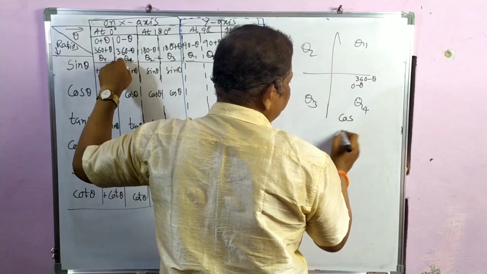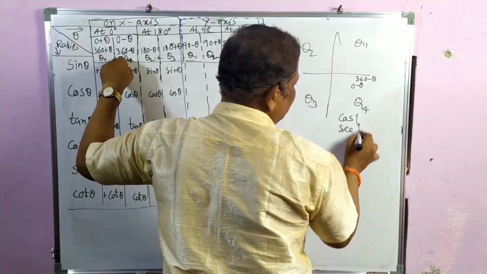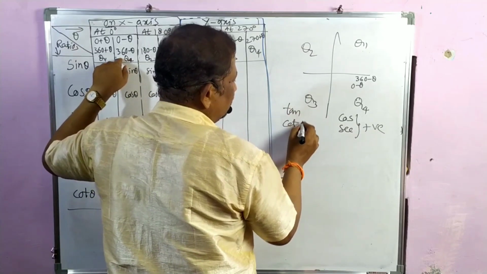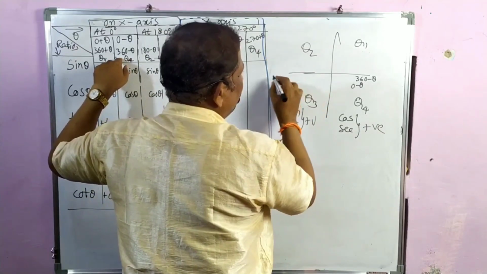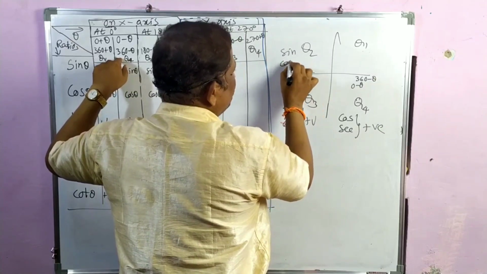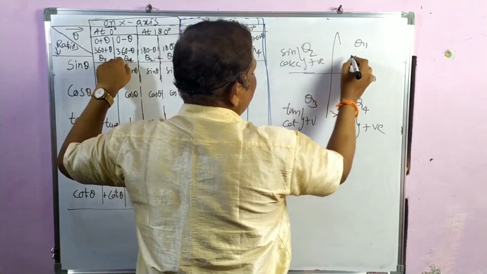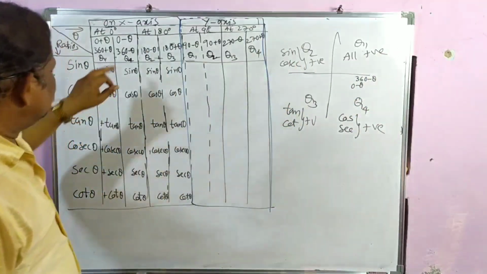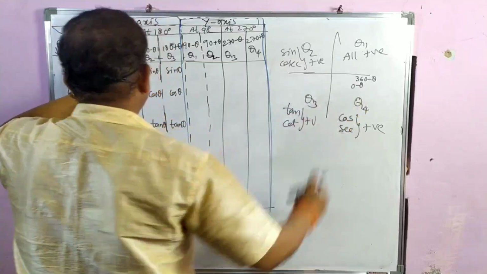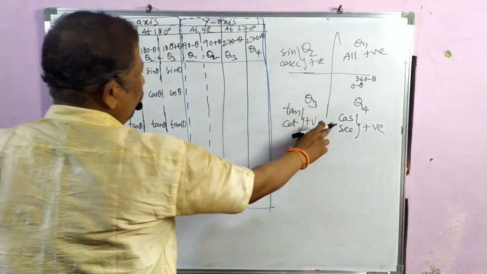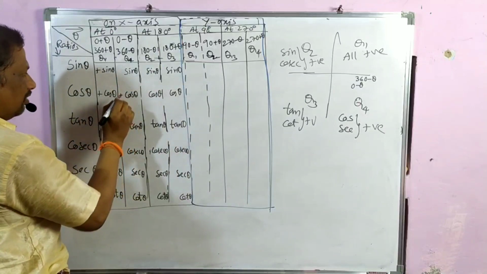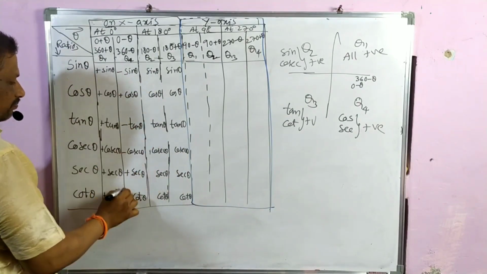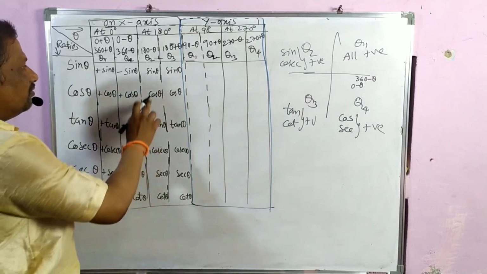Cos and secant, these two are positive. In the third quadrant, tan and cot, these two are positive. In the second quadrant, sin and cosecant, these two are positive. In the first quadrant, all are positive. So in the fourth quadrant, for 360 minus theta or 0 minus theta, only cos and secant are positive. Remaining all are negative. Clear? Next, coming to this one.